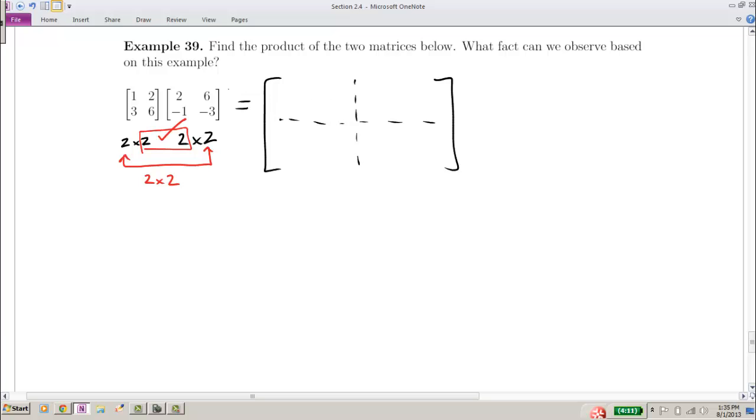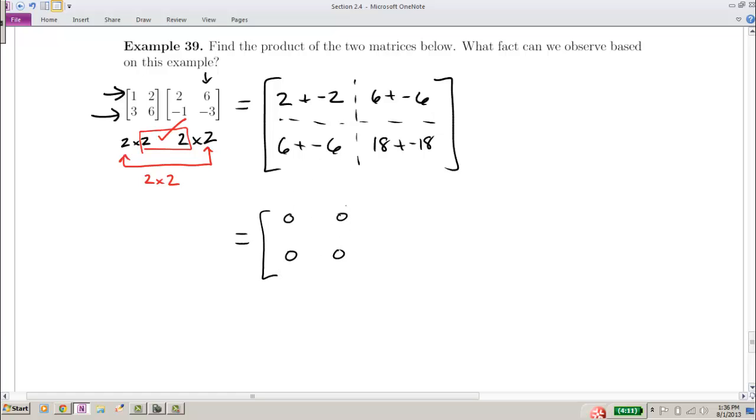So the elements in the first row, I'm just going to take this first row and multiply it by each of the two columns to get those entries. And in the first entry, we're going to add 2 plus a negative 2. And multiplying it by the second column here, we've got 6 plus negative 6. Moving on to row 2, multiplying by column 1, we've got 6 plus negative 6. And multiplying it by column 2, we get 18 plus negative 18. And so cleaning this up, we find that we have the matrix filled with all zeros.